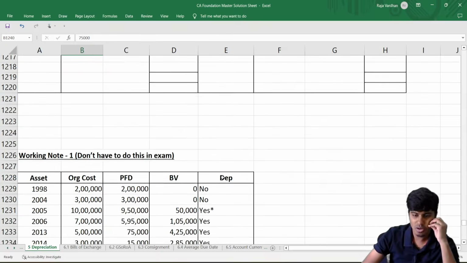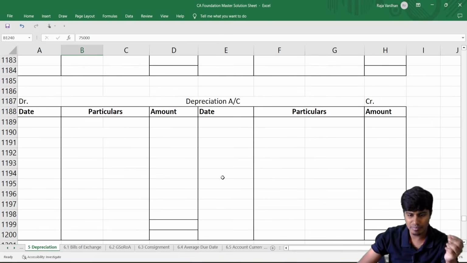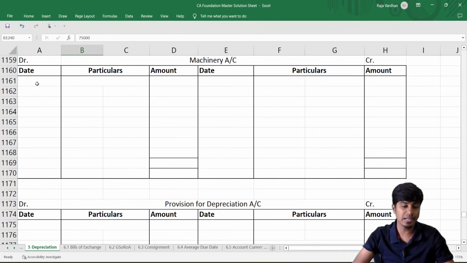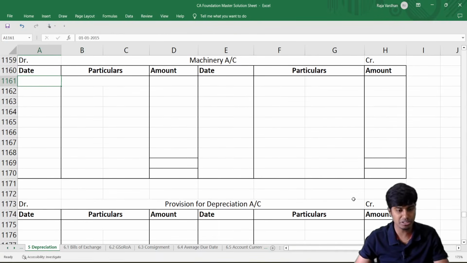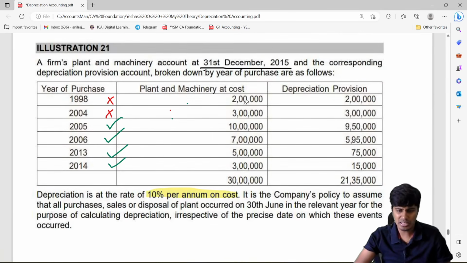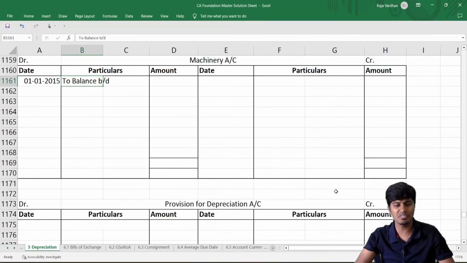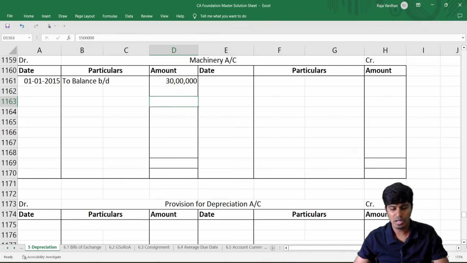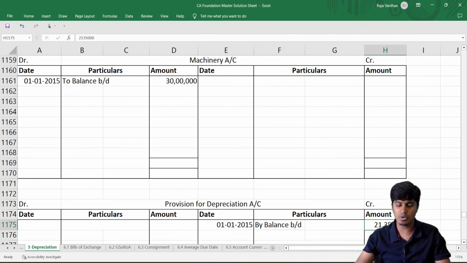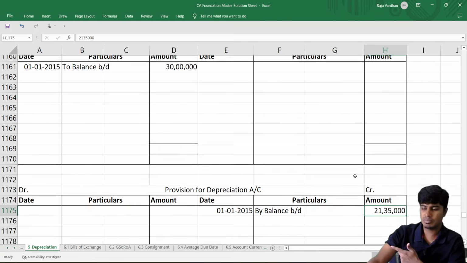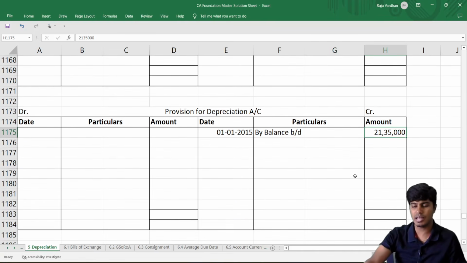For this, if you have to write the entry, we first write the opening balances before we write anything else in the machinery account. Balance brought down. Total is 30 lakh original cost, and 21 lakh 35,000 provision for depreciation. 30 lakh original cost brought down. And in the provision for depreciation account, same date, I'll write by balance brought down 21 lakh 35,000. With this, we're done with the opening balance.